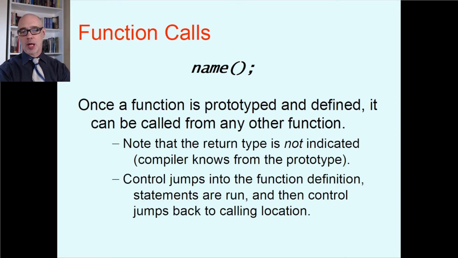So once a function is prototyped and defined, it can be called from any other function, from the main function or function 1 or function 2 or 3 or 4 or whatever. Note again that the return type is not indicated in front of the name. You just name it and put down parentheses, that's it. The compiler is going to know the return type, whether it's int, char, float, bool, or void, because it saw the prototype. And then when you call it here, when the code hits that point, the controller is going to jump into the function's definition on the prior slide. The statements are going to run in order, 1, 2, 3, 4. And when it hits the end of that function, control jumps back to the calling function. And that's the whole point. Okay, so those are the pieces you need to add a function to your program.